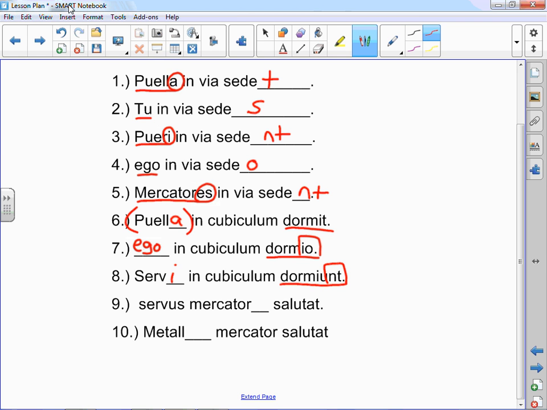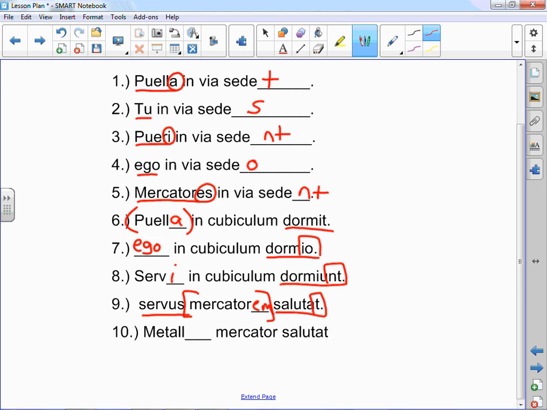The next one here is servus mercator- salutat. I need to complete mercator. I look to the verb. It is third person singular. I already have a singular nominative noun. So that means that mercator is not going to be nominative. It's going to be accusative, because the slave greets the merchant or the merchants. It could be either one. I could use either the ES accusative plural ending or the EM singular accusative ending.